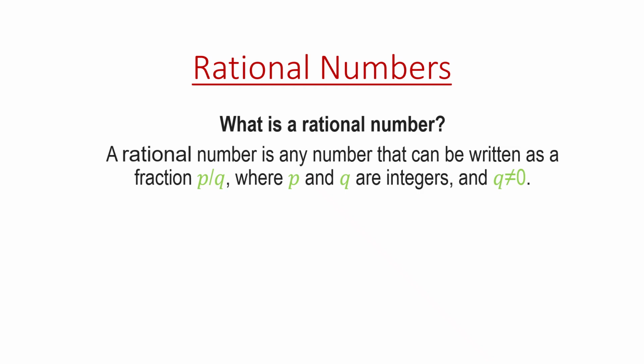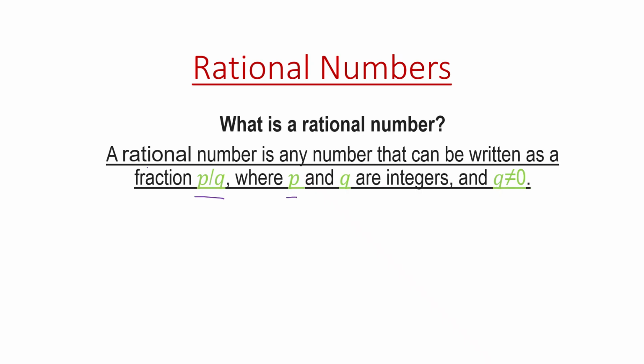Let's talk about rational numbers. You might have heard the word rational before, but what does it really mean in math? A rational number is any number that can be written as a fraction p over q, where p and q are integers and q is not equal to 0.